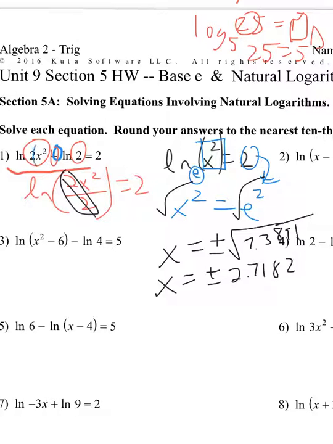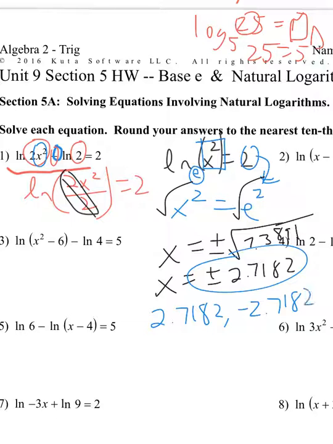Now I could write it as, and we just have to check these and make sure they still work, and notice the only thing was with this x squared, so it's okay to have a negative, because when we square a positive or square a negative, it's going to end up being a natural log of a positive number, and that works out. Now you could leave it this way, or you could write it as two separate ones, 2.7182, and then negative 2.7182.